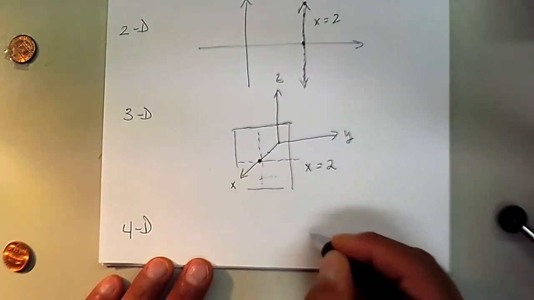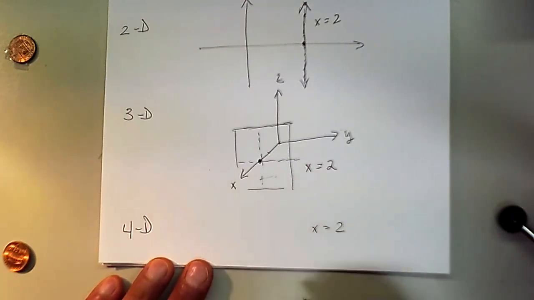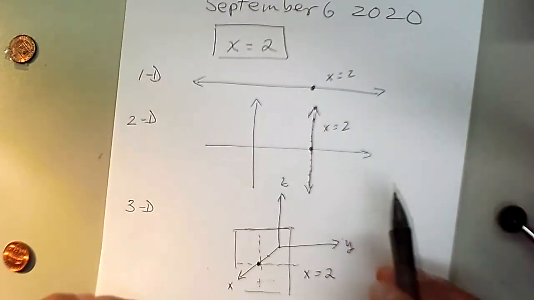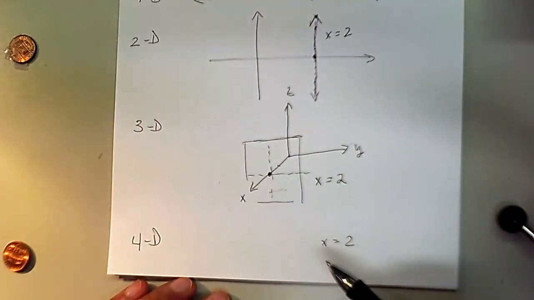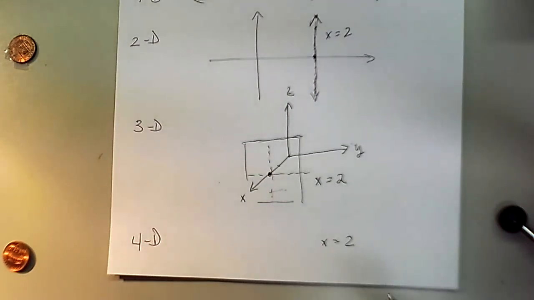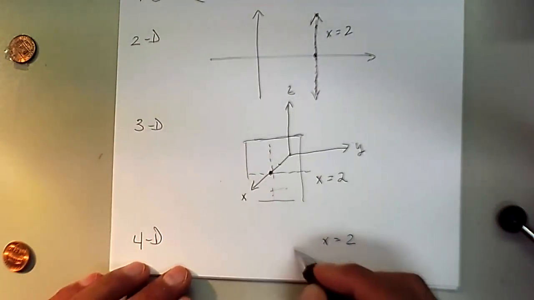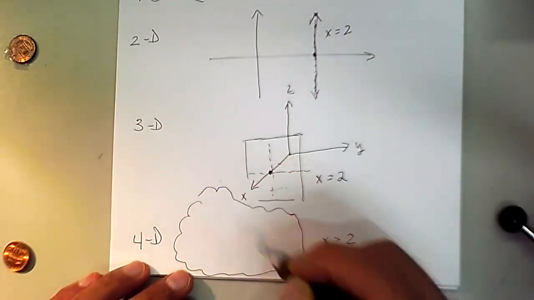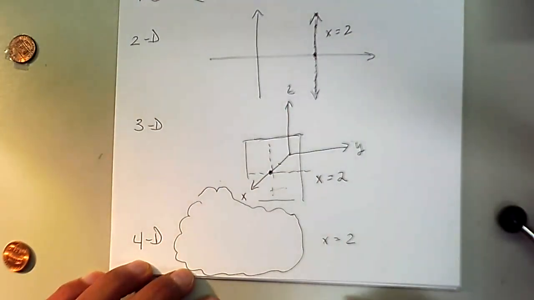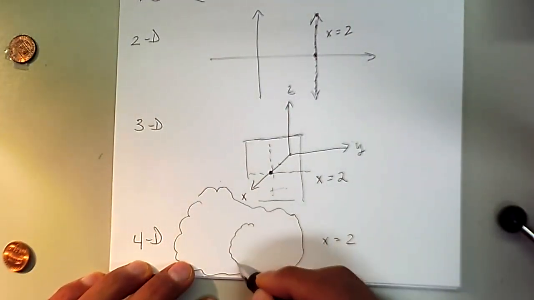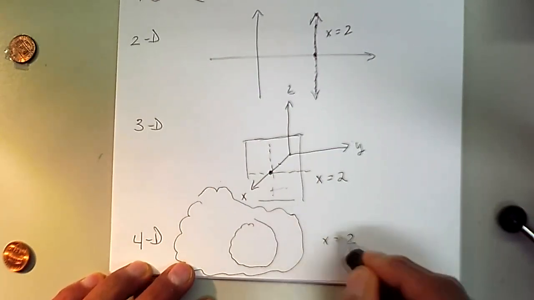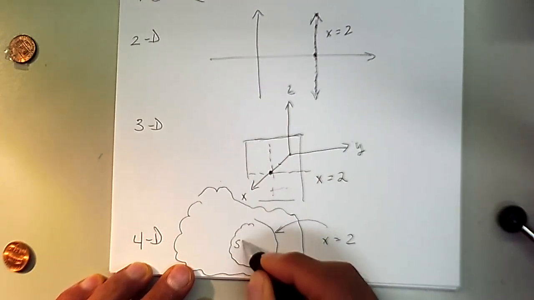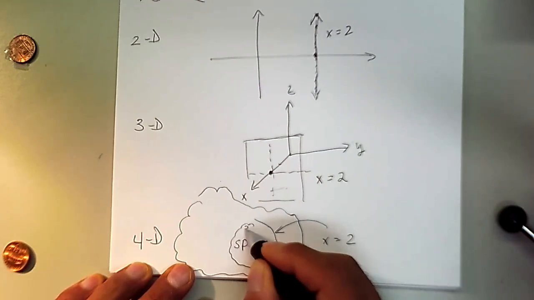But what I know is that x equals 2, whatever the set is, is not going to be a point, is not going to be a straight line, is not going to be a plane. It is going to be a space, a whole entire space. So 4 dimensions is going to be here, the space. I don't know how it's going to look. I cannot draw it. And then we're going to have a subset that is going to be the representation of x equals 2, and that's going to be a space in itself, a 3-dimensional space.